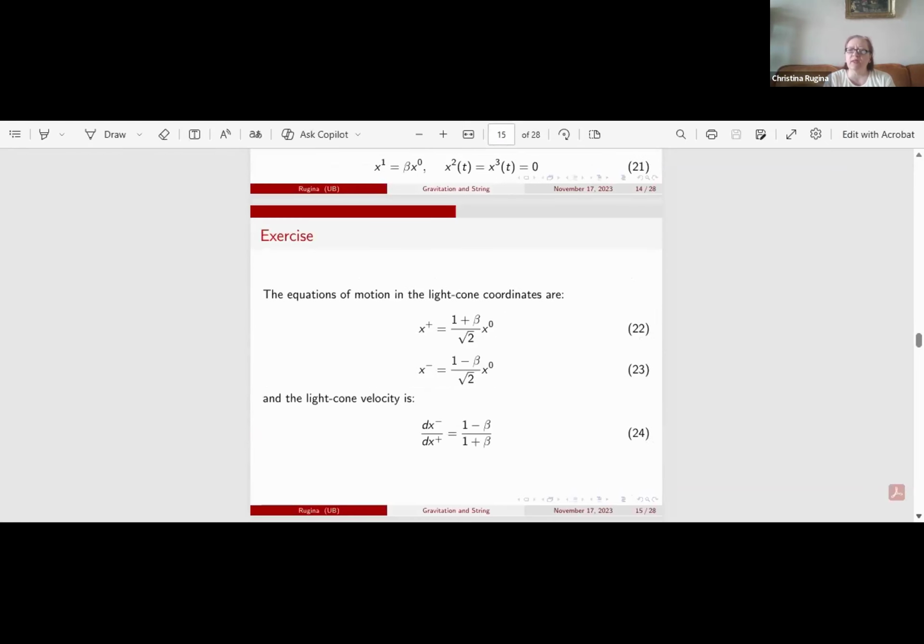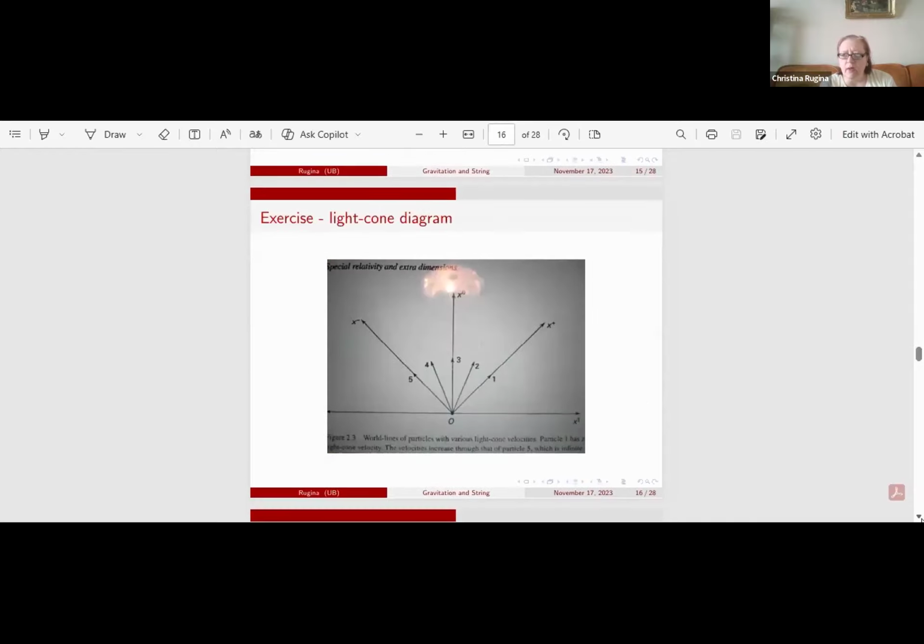And what are the equations of motion in the light cone coordinates? They're like that. I think Adrian went over these things with you during the seminar, so I'm not going to insist. The light cone velocity is dx1. So if you take the differential of this one to make it dx1 over dx plus, obviously dt simplifies. So you're left with 1 minus beta over 1 plus beta. That's a little exercise. I think Adrian did it anyway.